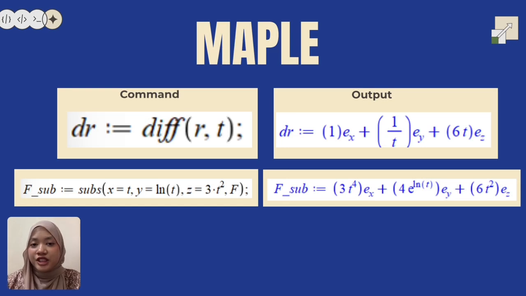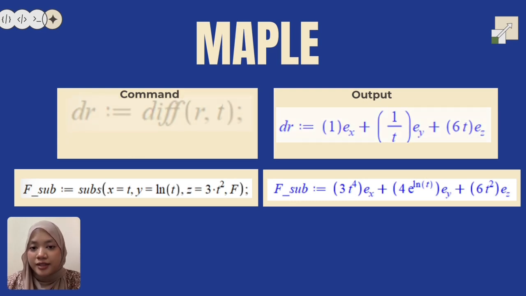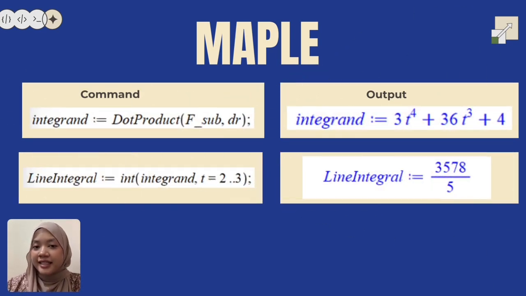After that, I differentiate the curve using dr equals diff(r(t)). Then I substitute the parametric equations into the vector field using fsub equals subs(x = t, y = ln t, z = 3 multiplied by t squared, F). Now, both expressions are written in terms of t and are ready for the dot product. Next, I calculate the dot product using integrand equals DotProduct(fsub, dr).